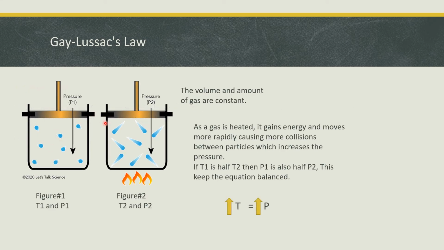Further explanation. Here, the temperature is not constant, as you can see. We're heating figure 2, but not heating figure 1. As a gas is heated, it gains more energy and moves more rapidly, causing more collisions, so more pressure. If T1 is half T2, or the temperature at the beginning is half the temperature in the second figure, then the pressure is also going to be half in the first. So they are directly proportional. As one of them increases, the other will increase too, and if one decreases, the other will also decrease.